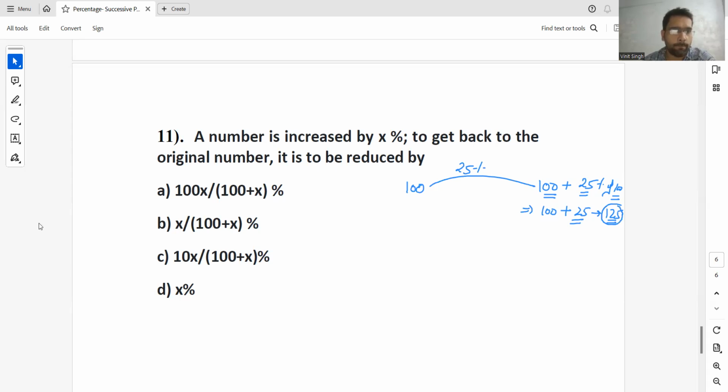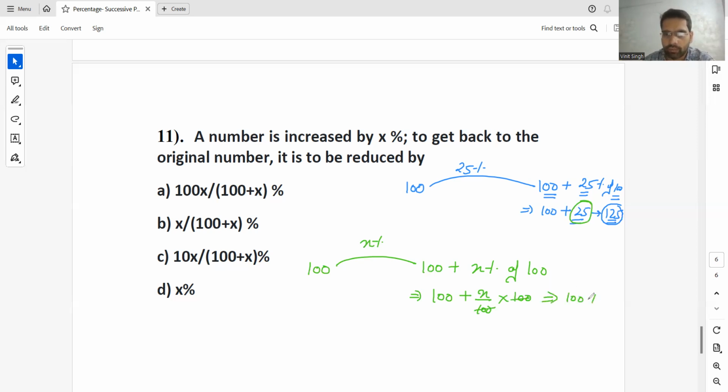Now in this question, we will take the number as 100. It is increased by X%. So we can write it in the form of 100 plus X% of 100. Here we get 100 plus X upon 100 into 100, which is X. Just as 25 upon 100 into 100, the 100 cancels, giving 25, here X upon 100 into 100, the 100 cancels. So we will get 100 plus X.